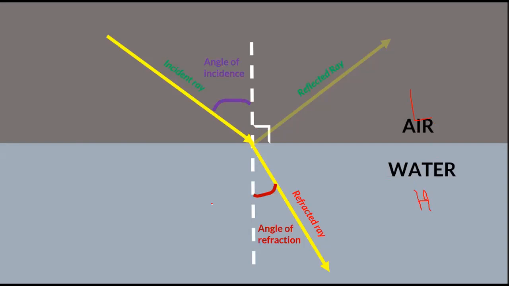Now as we see that the angle of incidence is bigger than the angle of refraction, we can conclude that the refracted ray is bending towards the normal. And also we can conclude that the angle of incidence is more than the angle of refraction when the light is traveling from a medium of lower density to a higher density. Now just flip the water and air. Let's see what happens.